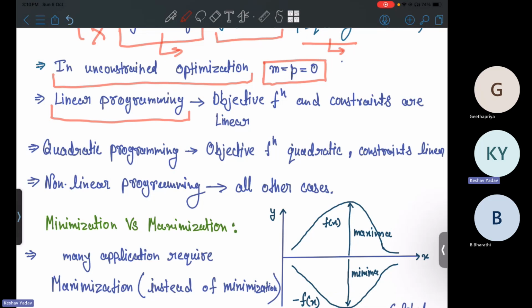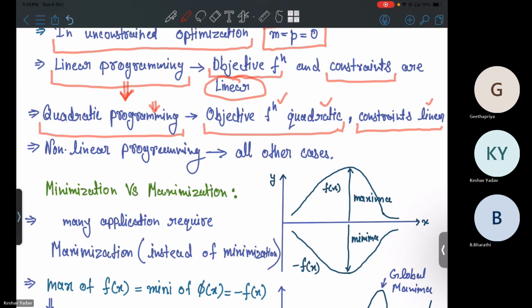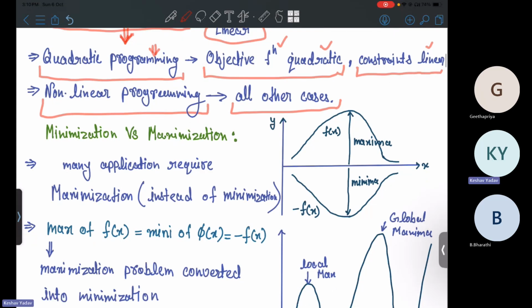You would have studied linear programming in your 10 plus 2 course. The optimization problem is called linear programming when the objective function and the constraints are both linear. Similarly, quadratic programming is when the objective function is quadratic and the constraints are linear. All other types of optimization problems are called non-linear programming.